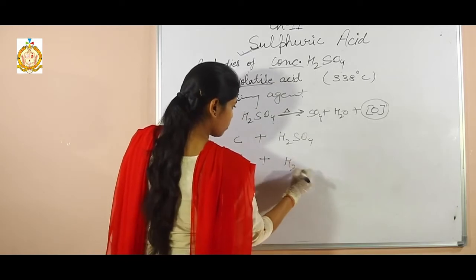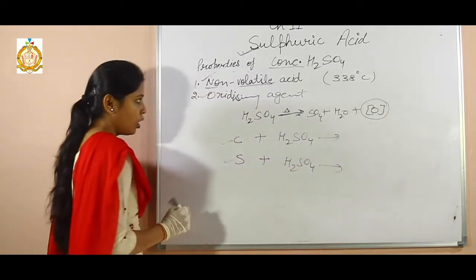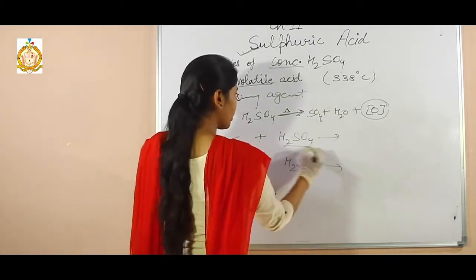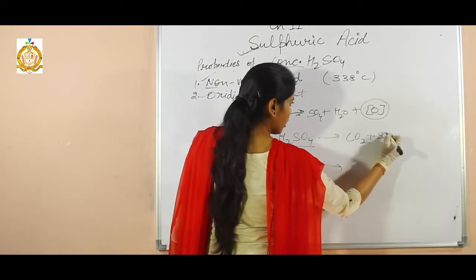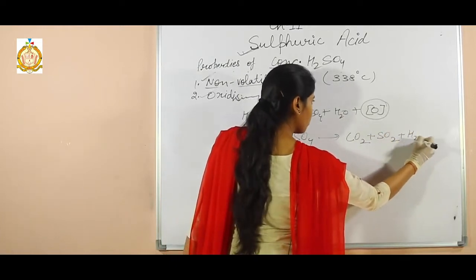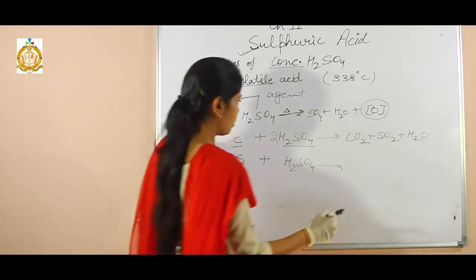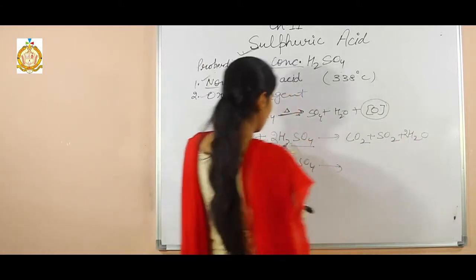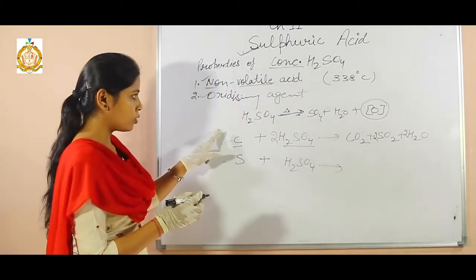Now the reaction with non-metals, carbon and sulfur. H2SO4 will oxidize carbon into carbon dioxide, and this will be the side product. Next, balance it. You can balance by writing 2 here, 2 here also, sulfur 2. Now it is balanced.